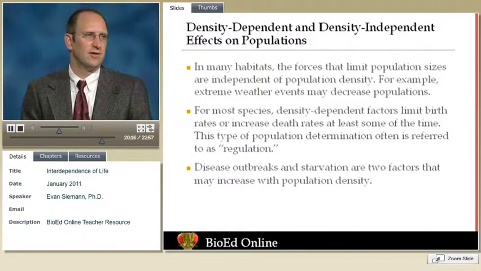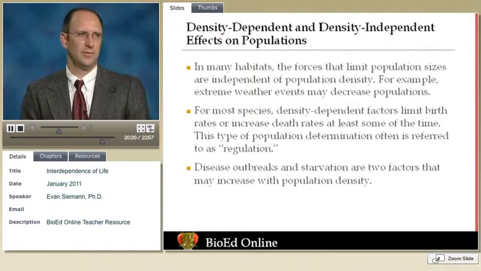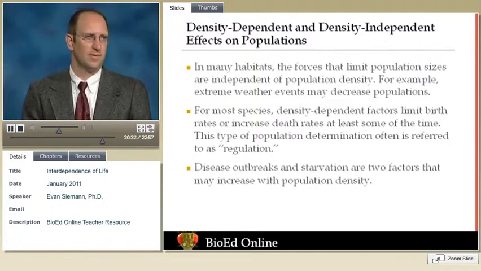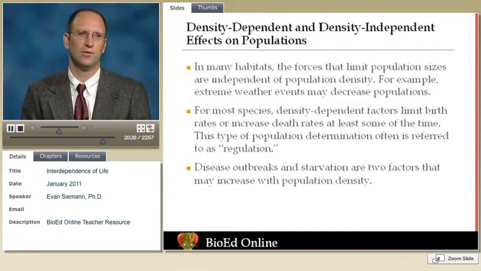Density-independent factors are things that affect the growth of a population independent of the population size. Often these are environmental factors such as extreme cold, drought, tornadoes, or volcanic eruptions. For many organisms, harsh abiotic conditions keep populations far from carrying capacity much of the time. Such species show little density-dependent regulation much of the time.